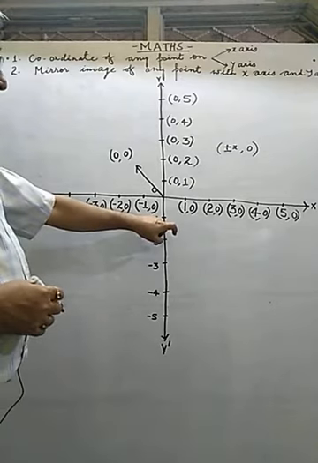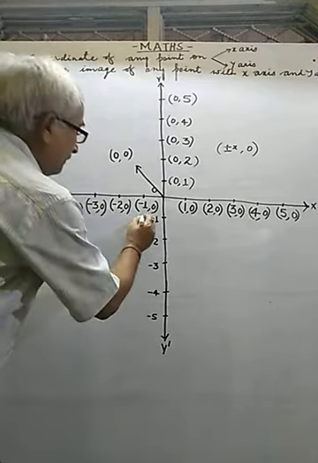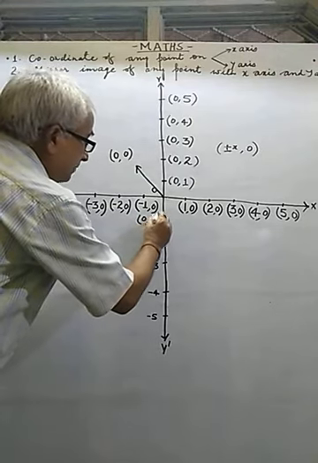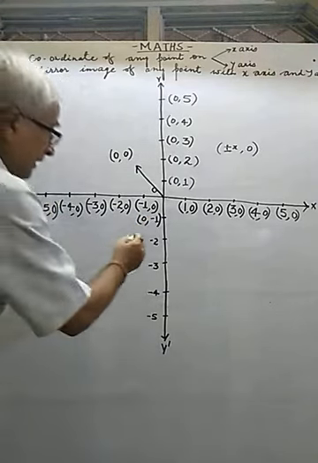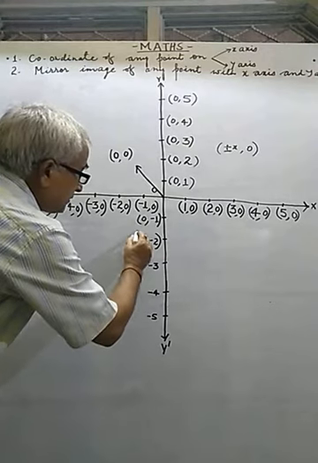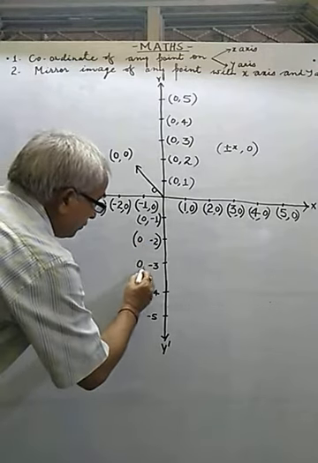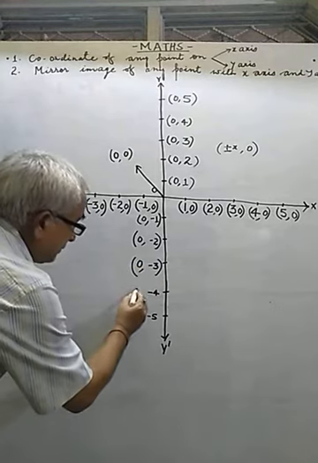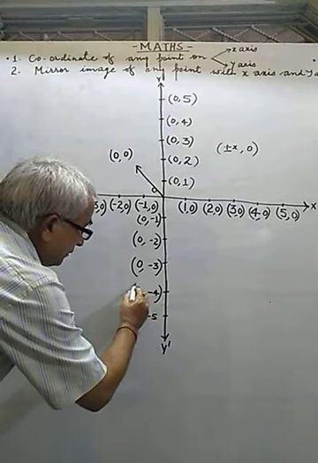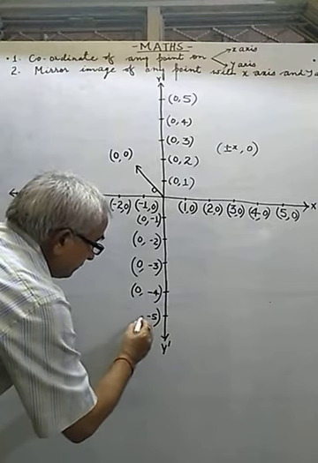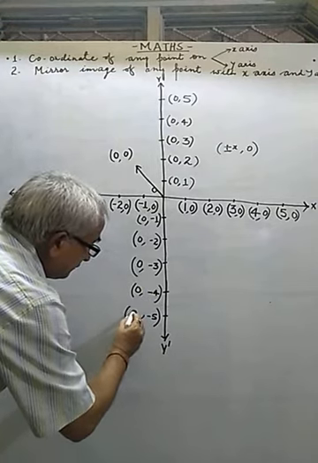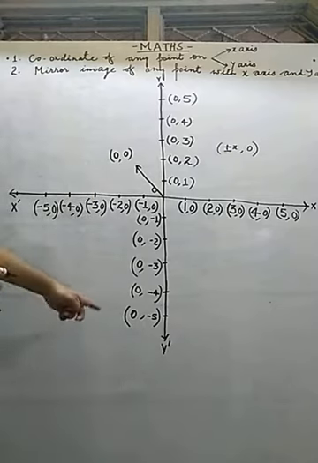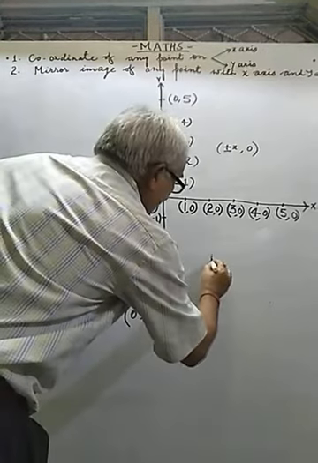Again, the value of abscissa is 0 and ordinate is -1 here. Abscissa 0, ordinate is -2. Abscissa 0, comma, ordinate is -3. Abscissa is 0, ordinate is -4. This one. In this way, we can note down, and what will be the general form of any point on the y-axis? It will be plus minus y.